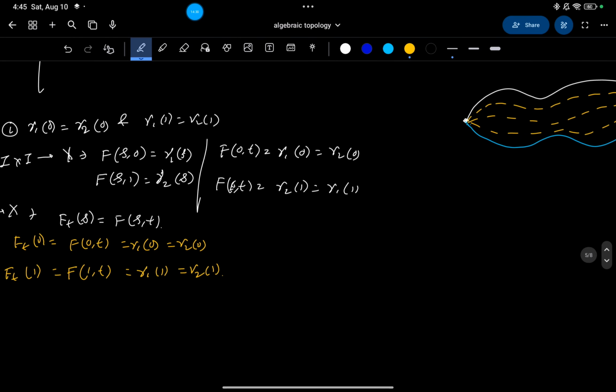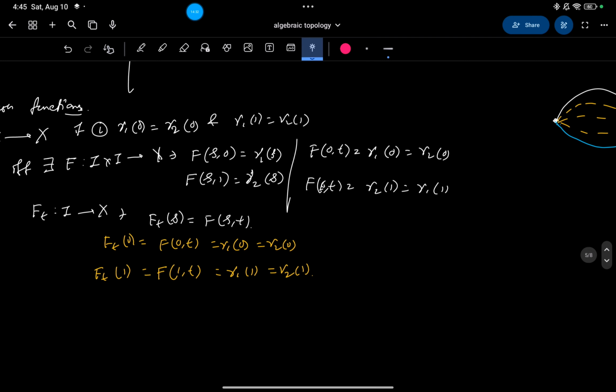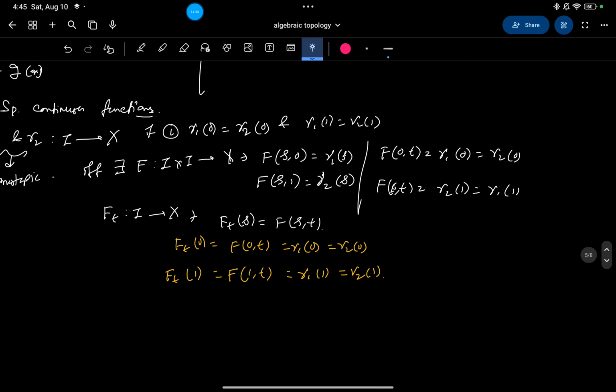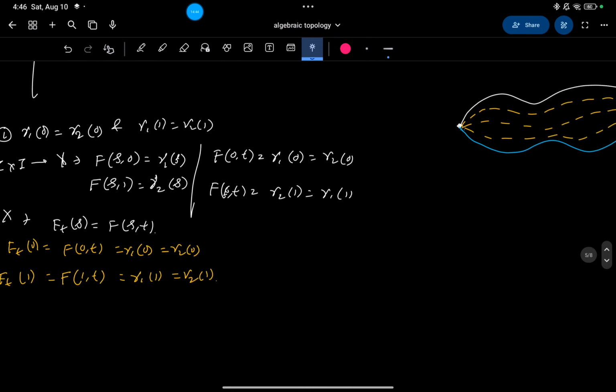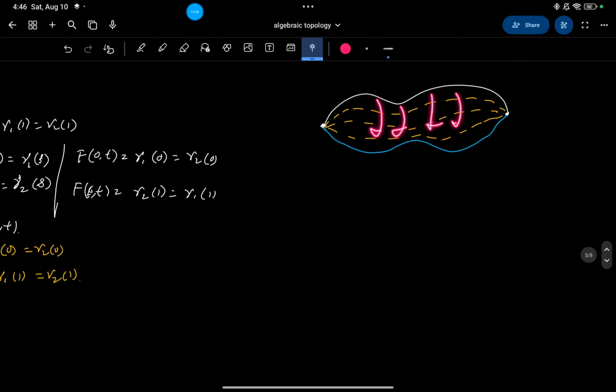So the map should be like f of s comma t. The last coordinate basically gives the roll number of each of the threads, and the first coordinate gives a speed, how fast it is moving from this curve to this curve. In fact, you can change the speed, the way we can join two homotopy maps.